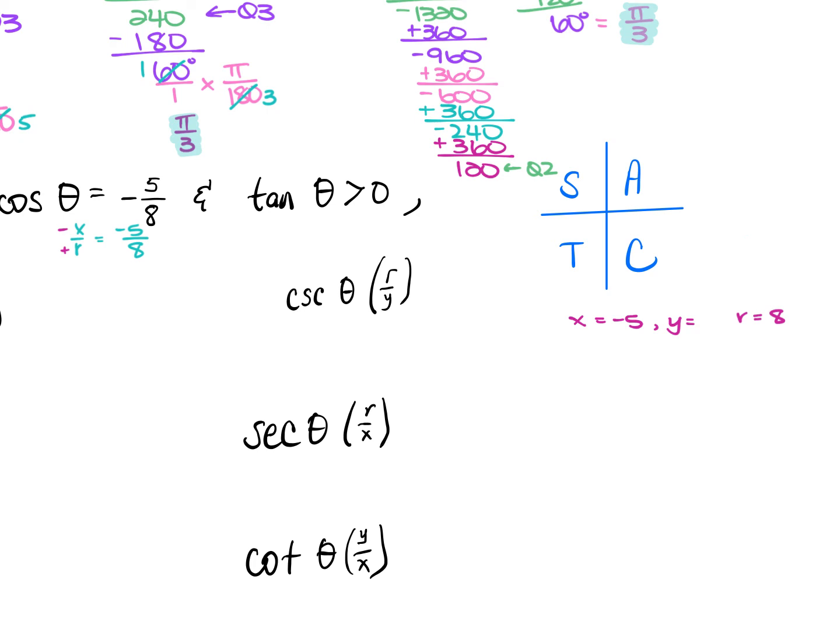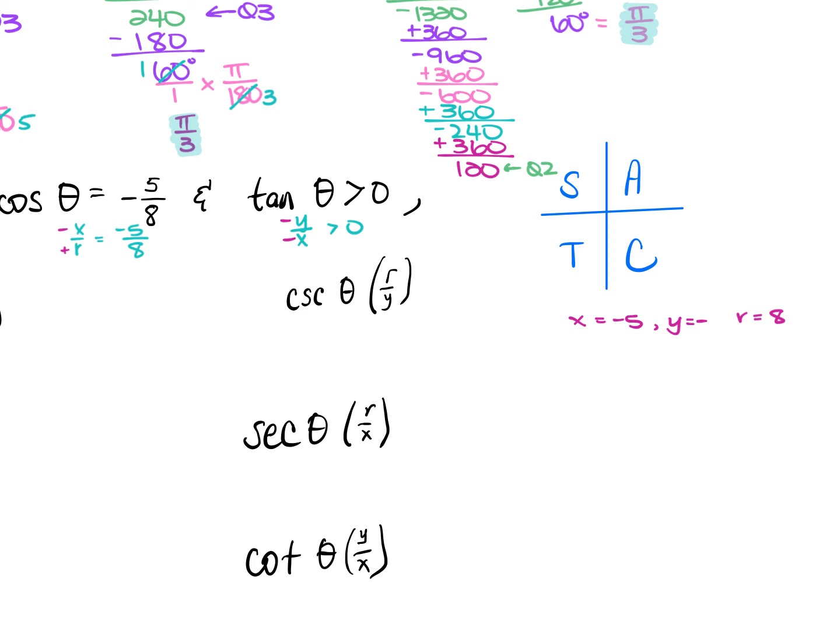From here, it tells you that tangent of theta is greater than 0. Tangent is y over x, and that's greater than 0, which means it's a positive. And if y is what we're finding, and x we know is a negative number, what's going to be the sign on the y in order to turn that fraction into a positive number? Negative. So we know that our y is going to be a negative number. You still have to find y though.